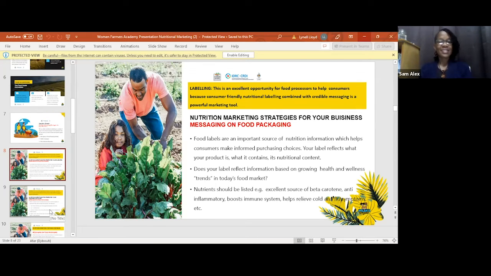Nutrients should be listed. Example, excellent source of beta carotene, or anti-inflammatory, or boosts the immune system, or helps relieve cold and flu symptoms, etc. So you want to make sure you put these things on your food packages. Move on to the next slide, please.